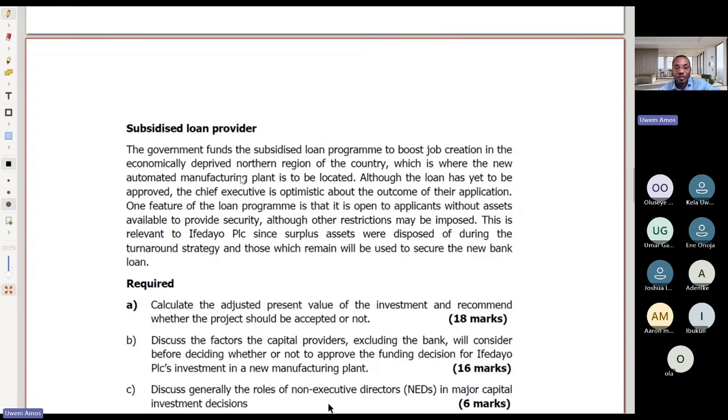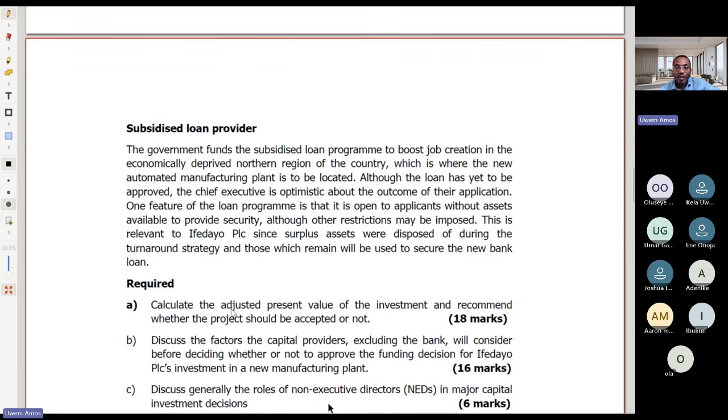Which is where the new automated manufacturing plant is to be located. Although the loan has yet to be approved, the Chief Executive Officer is optimistic about the outcome of their application. One feature of the loan program is that it has been open to applicants without assets available to provide security. Although other restrictions may be imposed, this is relevant to Ifedayo Plc since surplus assets were disposed of during the turnaround strategy, and those which remain will be used to secure the new bank loan. Required.